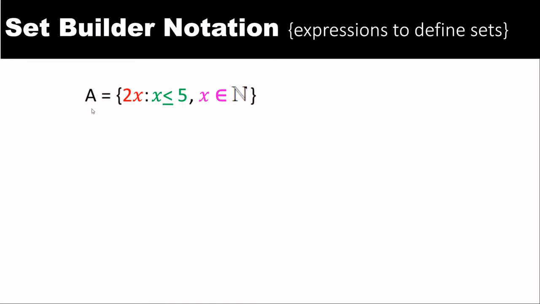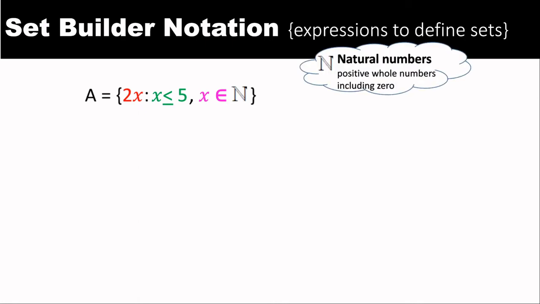Set A is all values 2x, where x is less than or equal to 5, so that's including 5, and x is a member of, what's this symbol again? Those are our natural numbers, our positive whole numbers, including 0. So if x is less than or equal to 5, and it's a natural number, x could have the values 0, 1, 2, 3, 4, 5.